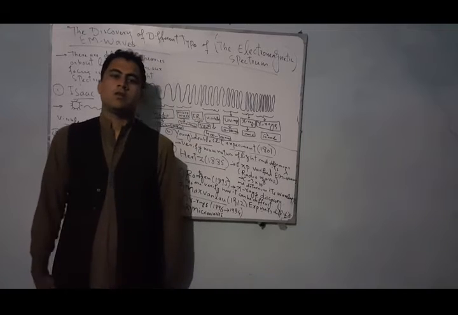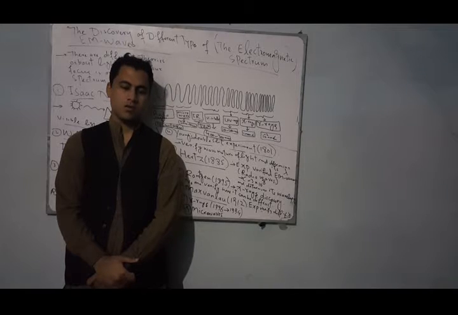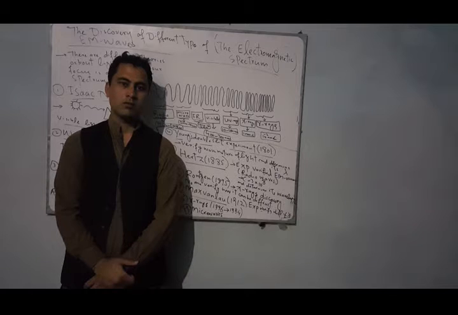Hello everyone, today our topic is about light, and how the light spectrum was discovered. For example, how X-rays were discovered, gamma rays, visible light, ultraviolet light, infrared light, microwaves, etc.